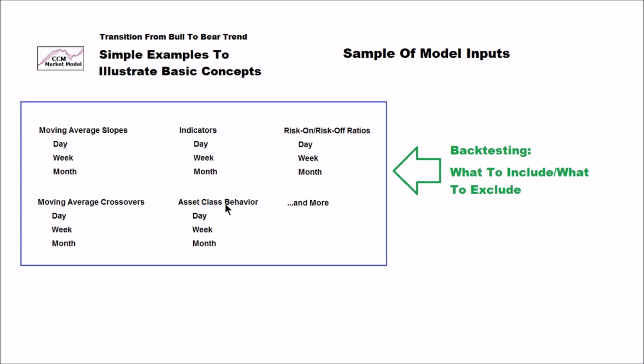How to use asset class behavior, which risk-on, risk-off ratios are helpful relative to tracking the health of the S&P 500, and which risk-on, risk-off ratios are not particularly helpful. There are numerous moving averages and indicators that when you backtest them, they actually can be harmful instead of helpful. So how do we use all this?